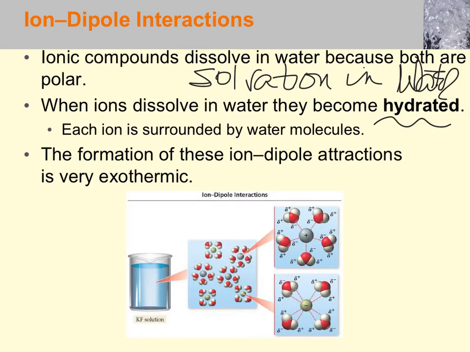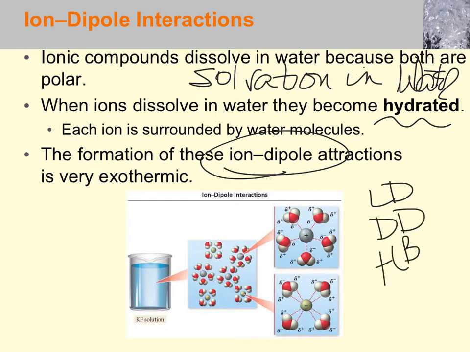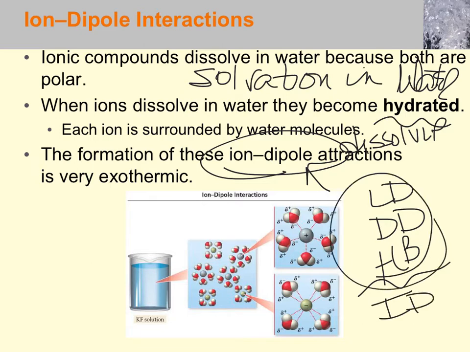The type of intermolecular force is called ion dipole. We didn't really spend much time talking about that type of intermolecular force. We talked about London dispersion, dipole-dipole, hydrogen bonding, and ion dipole is the key intermolecular attraction when you're dissolving things in solutions. And ion dipole is stronger than all these three we focused on in the last chapter. Obviously the ion comes from the ionic compound and the dipole comes from the water molecules. So ion dipole attractions.